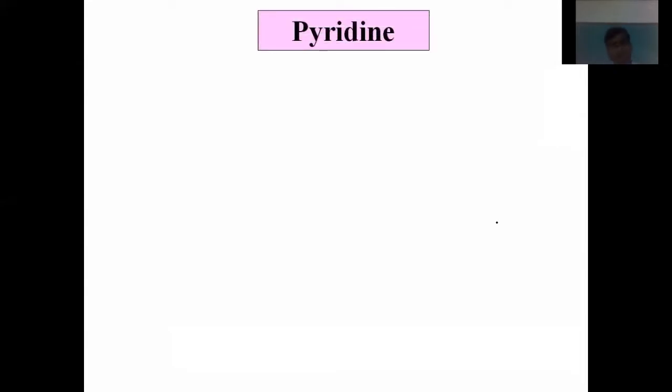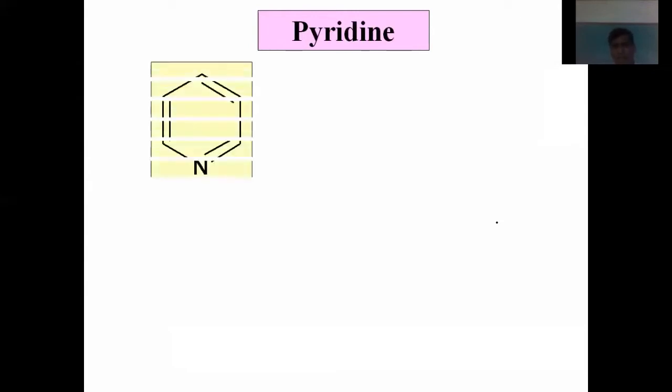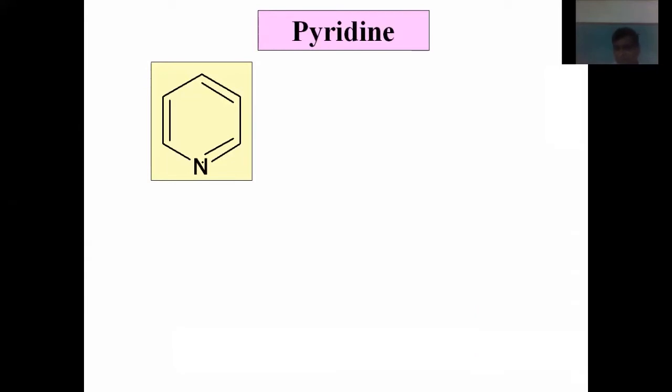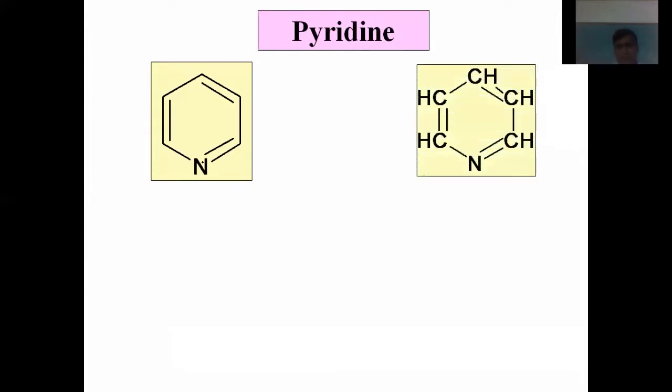What is meant by pyridine? Here also we are going to discuss pyridine in detail, similar to pyrrole. Now let us first see the structure of pyridine. Yes, it is a very simple compound, just like benzene. It is a six-membered compound, but instead of one carbon, there is one nitrogen atom. It is a six-membered nitrogen heterocycle.